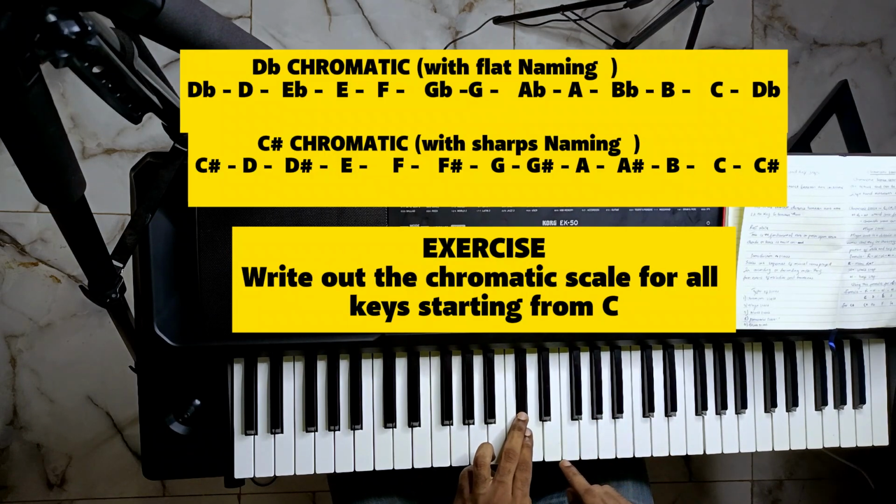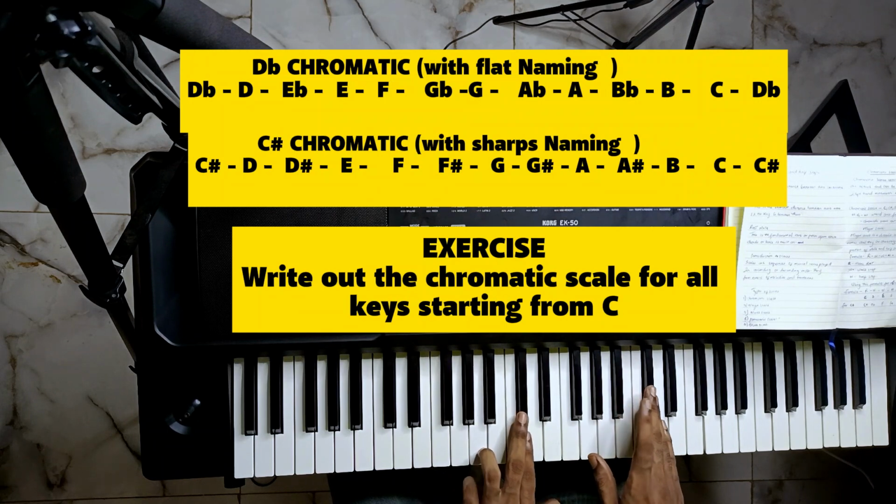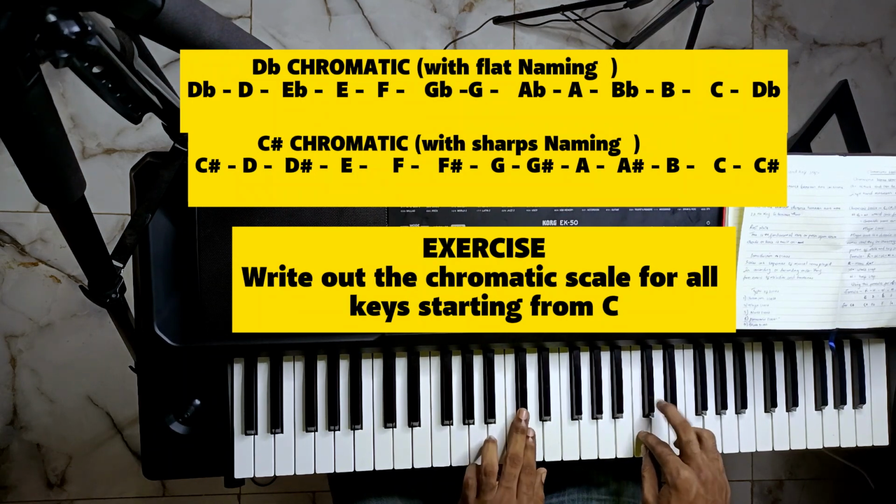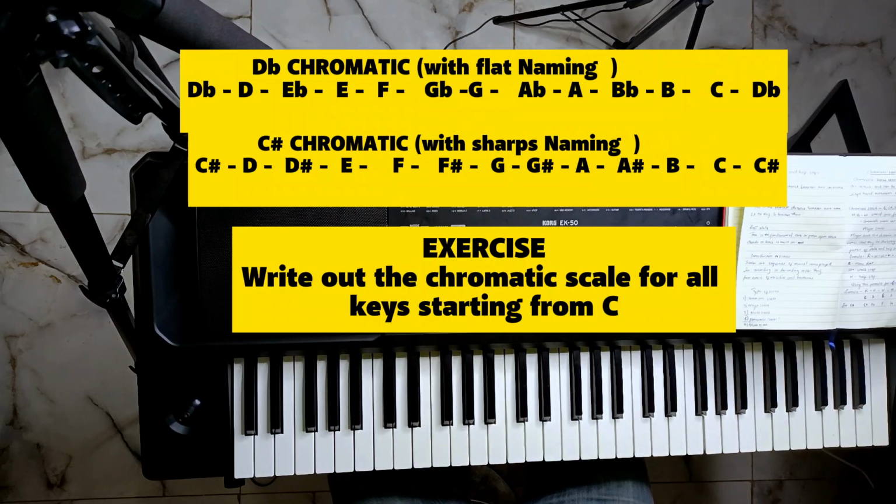You go to D flat, you write the whole chromatic scale. So D flat is an octave. So what is the whole chromatic scale? D flat, D, E flat, E, F, F sharp, G, A flat, A, B flat, B, C, and D flat. So you write it out for all the keys: C, D flat, D, E flat, E, F, F sharp, G, A flat, A, B flat, B, and C. So you write it out for each and every one of them. Write it out. It's very, very important because it will be useful later on.